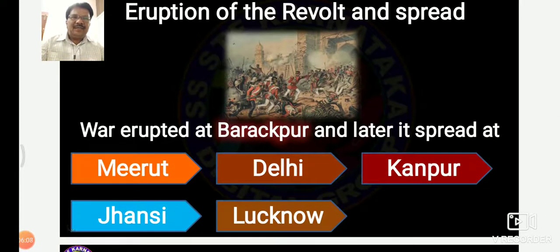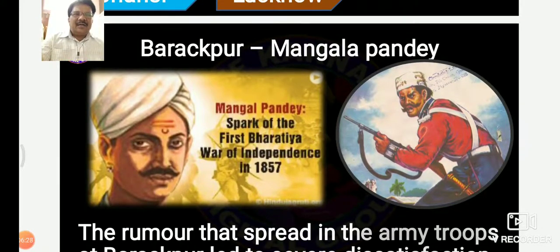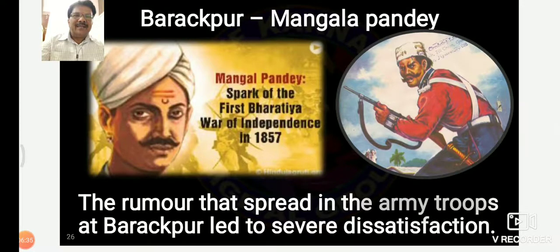Now, eruption of the revolt and spread. Dear students, the Mutiny 1857 first erupted at Barrackpore and later it spread to Meerut, Delhi, Kanpur, Lucknow, Jhansi. At Barrackpore, Mangal Pandey, the Indian sepoy, first refused to use the new Royal Enfield guns because the rumor that spread in the army troops at Barrackpore led to severe dissatisfaction.